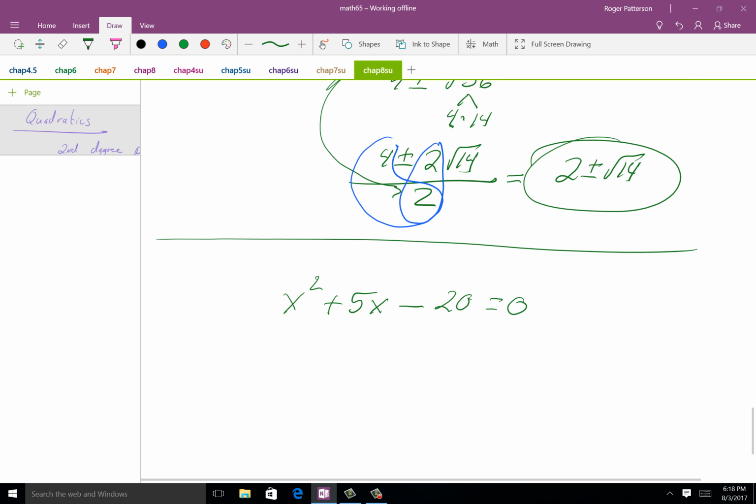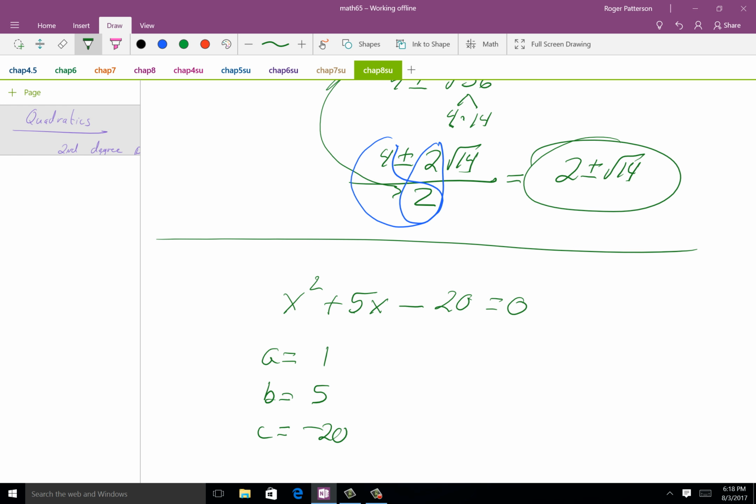Okay, notice it's equal to 0. That's what we want. What's A equal to? B and C. And 20. Okay?